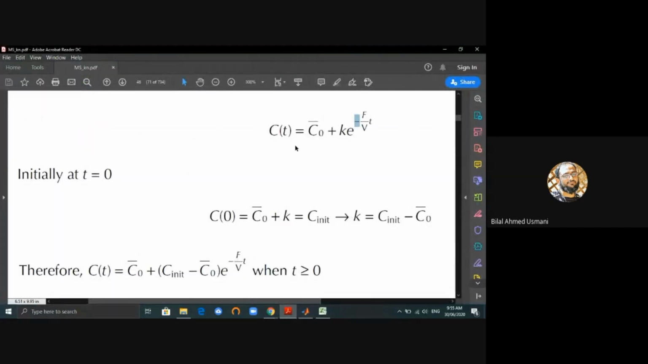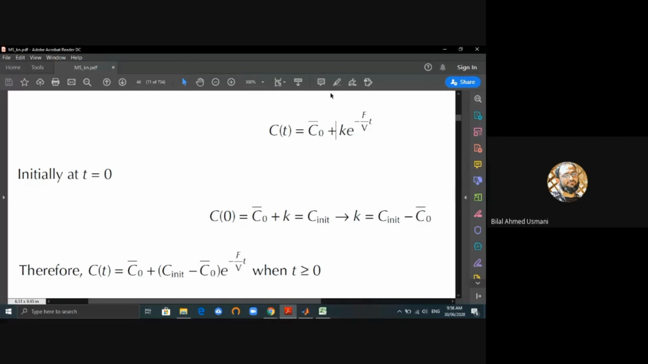So the only difference is it's n of t. So it's written c of t is equal to c naught, and it's being added, and that part is being multiplied. So there is no k, there is no e, and then c of t is equal to c naught plus k e to the minus f upon v times t. Once again, f upon v would be a number, so that would be minus 0.5 t or minus 0.7 t depending upon the values of f and v.